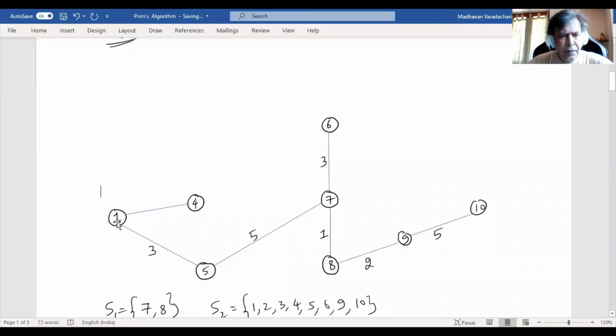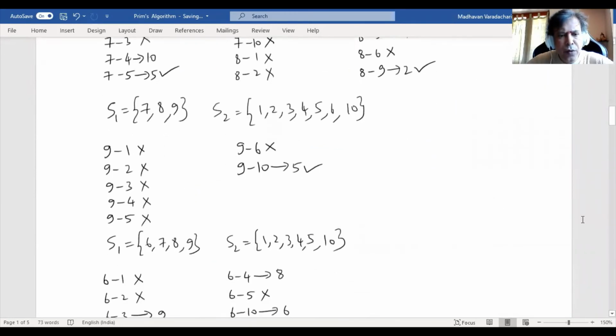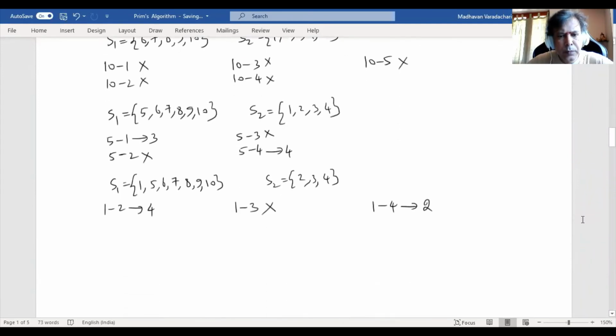So what we did is we have drawn 1 to 4, and 1 to 4's weight is 2. So that means in our set 1, now we have to include 4 also. Set 1, we will include now 4 also. Set 2 will have the rest of it.